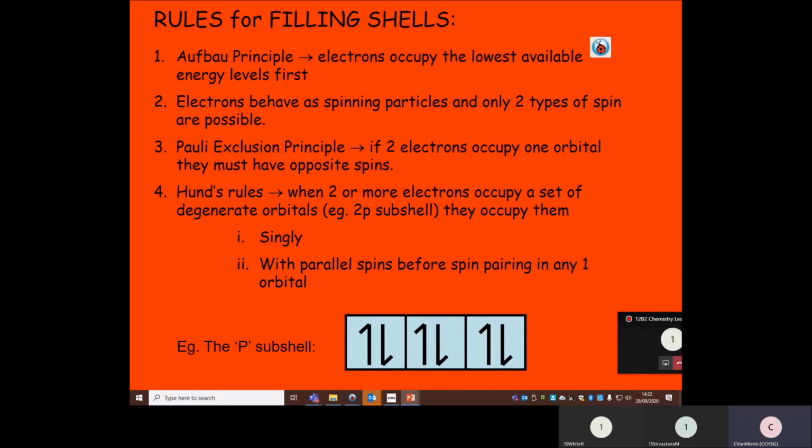All right, so you always occupy each of the orbitals singly first with parallel spin before you have what we call spin pairing. So that's like seat sharing on a bus.